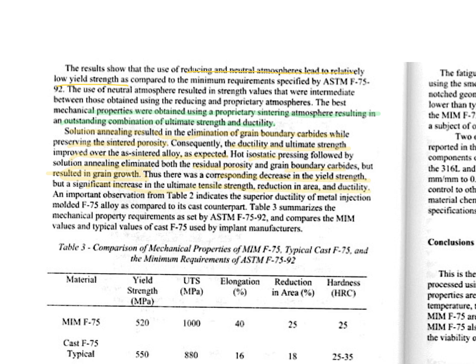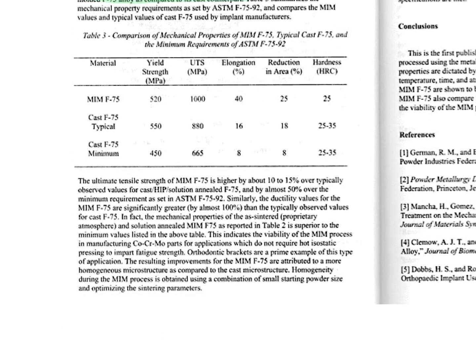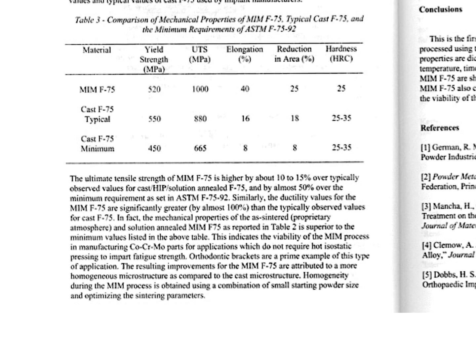All right, and this is nice. This is advertising here. Superior ductility of metal injection molded F75 compared to its cast counterpart. So this is what you want, better than the state of the art, and they can say that. And there's a comparison of different properties showing that the MIM stuff is better.